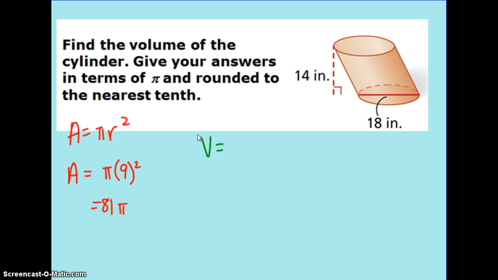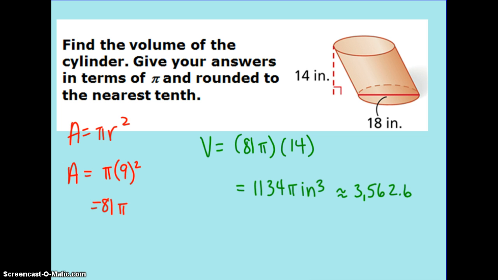Now, the volume of the cylinder would be that 81 pi area of the base times the height 14, which would give me 1,134 pi inches cubed, or if I round, 3,562.6 inches cubed.